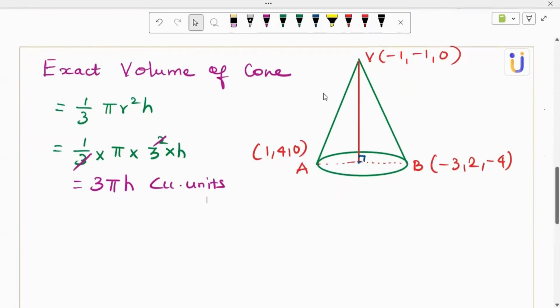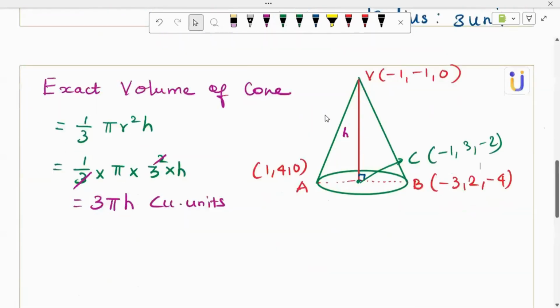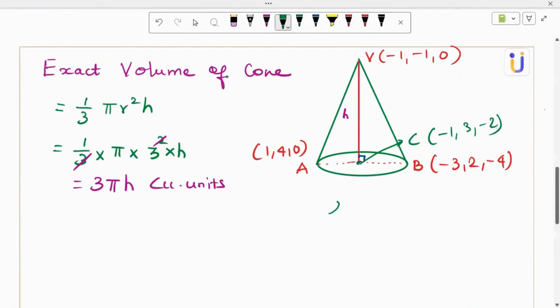Okay, now getting into h. This is nothing but the height, right? The height is what we are looking for to get the volume. And this is just the distance formula, the distance between V and C. C is minus 1, 3, minus 2, if I'm not wrong. Let's check it. Yes, minus 1, 3, minus 2. So h is nothing but the distance formula applied for VC. It's a three-dimensional thing, so let's use that.